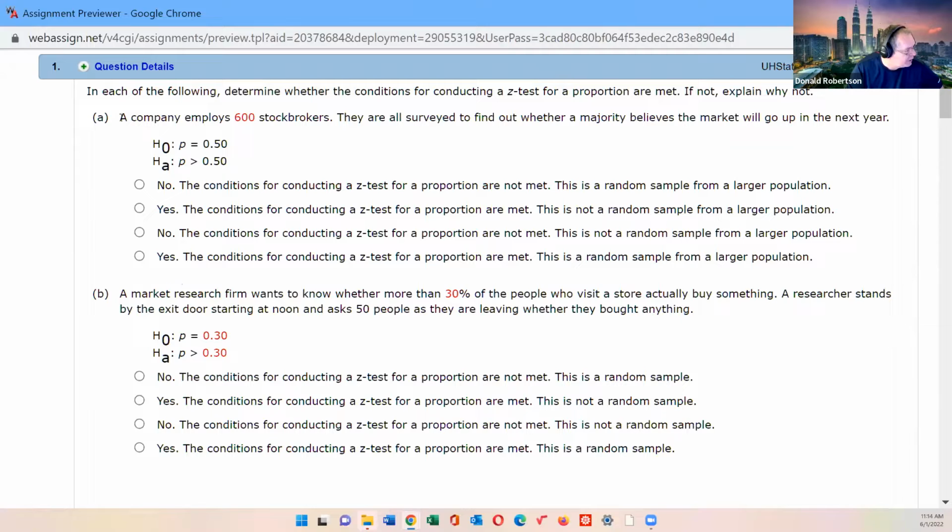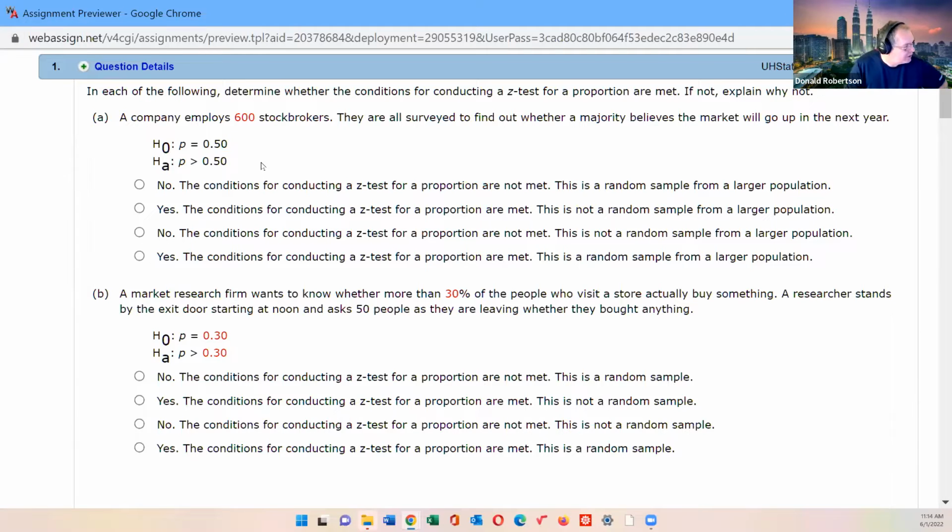So in the first story, a company employs 600 stockbrokers. They're all, that's key here, surveyed to find out whether the majority believe that the market will go up next year, right? It's an investment house, and they've got none but stockbrokers working for them. They ask them, okay, all of you, is it going to go up? Oh, 82% say it's going to go up. And they want to know, is it the majority. So the null hypothesis is 0.5. And if it's a majority, don't you want to prove that it's bigger than 0.5?